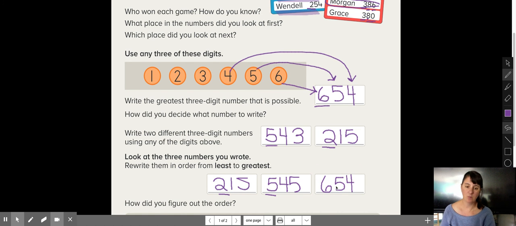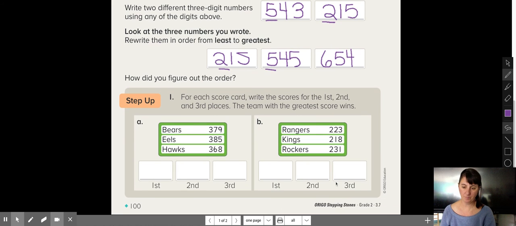Okay. This is what we're going to be doing for this lesson, just the other way around. You're going to get sets of scorecards. For each scorecard, write the score for the first, second, and third places. The team with the greatest score wins. So first place is going to be the team with the most points. Second place, and then third place is going to have the least amount of points. Second will be right in between them.